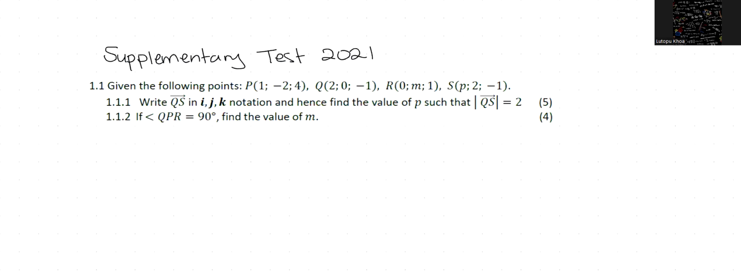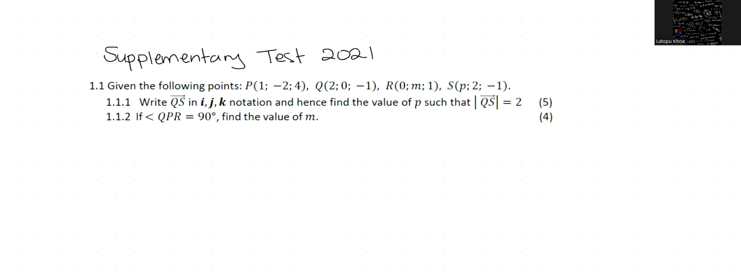Okay, so this is the supplementary test for 2021. Let's go through the questions. So we are given the points P, Q, R, and S. Now, first thing is we have to write QS in I, J, and K notation.